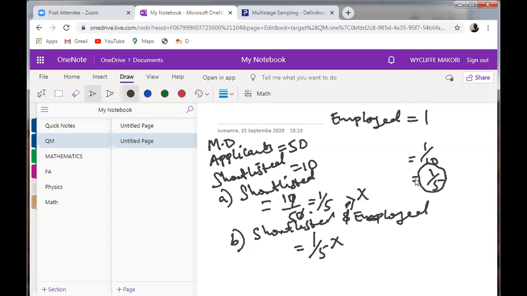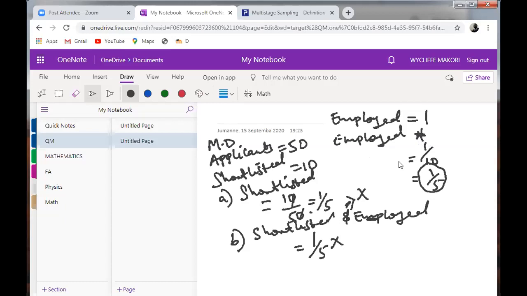Okay, I want to ask another question now so that we can answer this. This question is asking what is the probability that a candidate is going to be shortlisted and employed. What about if it is a question of the candidate is employed given that he was shortlisted? But this one, I know it's going to confuse you, so let us come back here. What is the probability that the candidate is going to be employed?